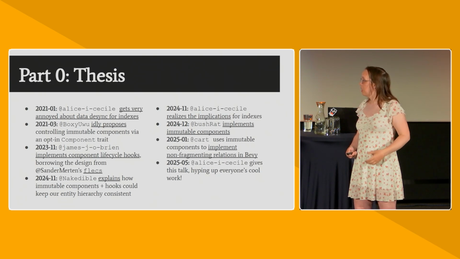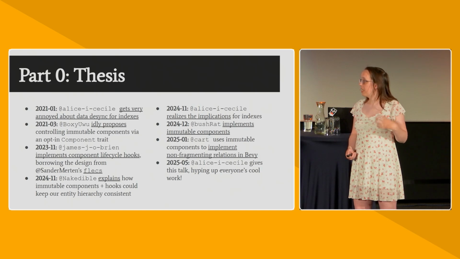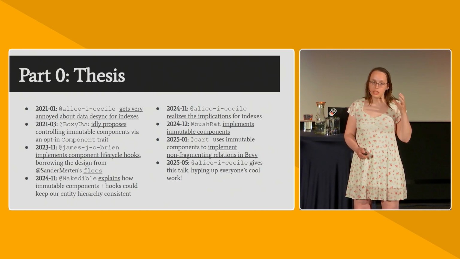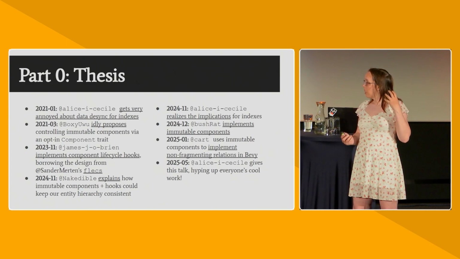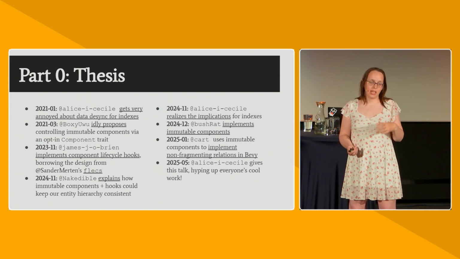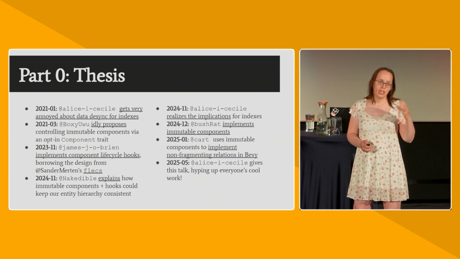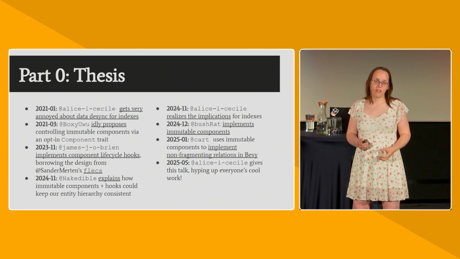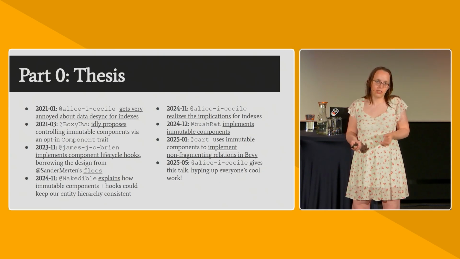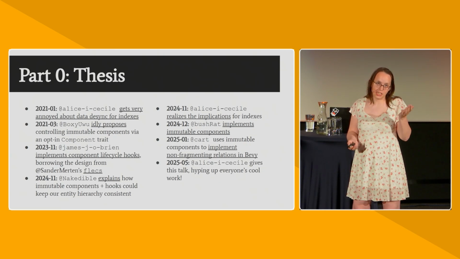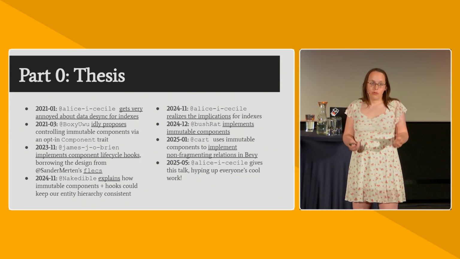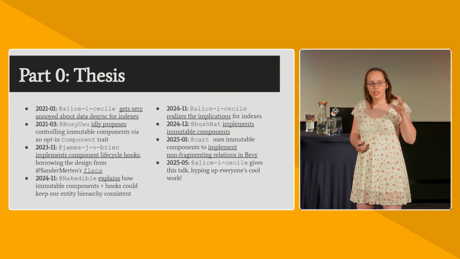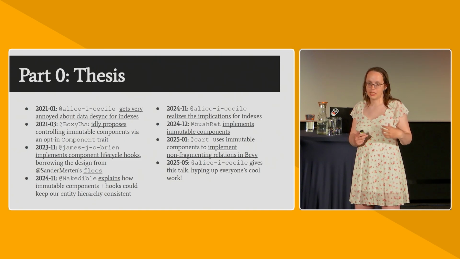In 2024, another contributor, Naked Edible, explained how you could use immutable components and hooks together to keep our entity hierarchy consistent, because we had constant issues with it getting out of sync, and then this causing undefined behavior because we were relying on the assumption that it was correct in order to make things faster, as one does in game dev. And that to me was the core moment for this pattern. That's the heart of this design.